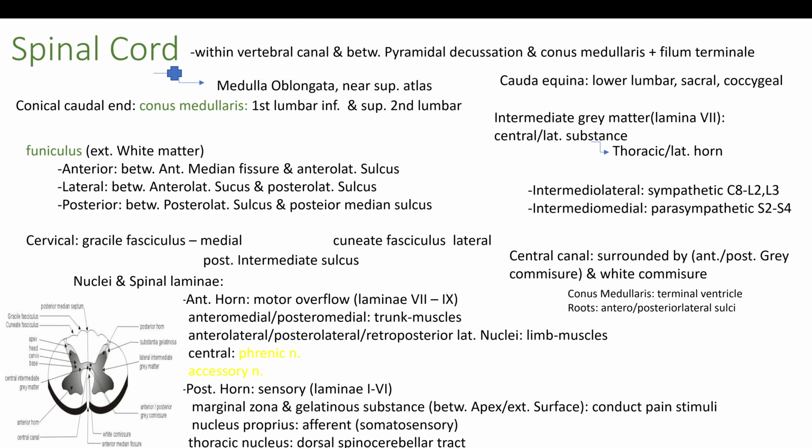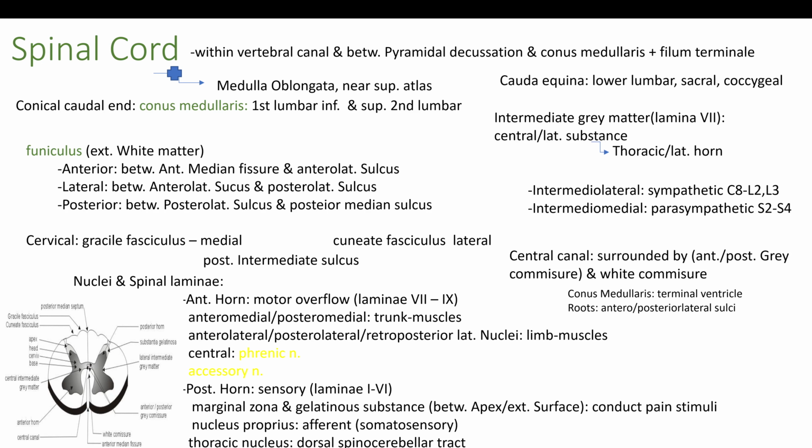Posterior horn, sensory processing, including spinal laminae 1 to 6, are going to the head and neck. The base of the posterior horn, between the apex and external surface, has its marginal zone and gelatinous substance, important for the induction of pain stimuli. The posterior horn contains the nucleus proprius, and these axons form afferent somatosensory pathways. And there's also the thoracic nucleus forming the dorsal spinocerebellar tract.